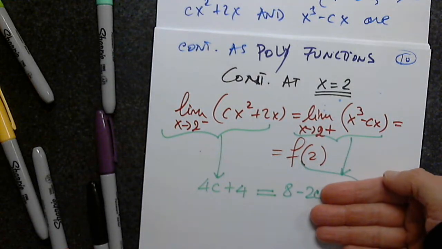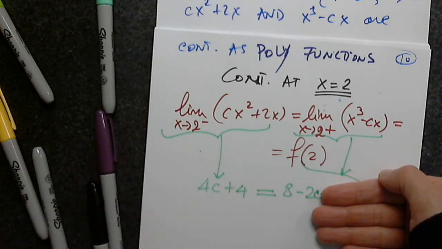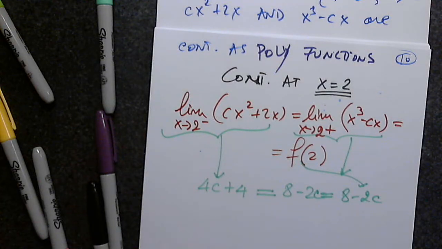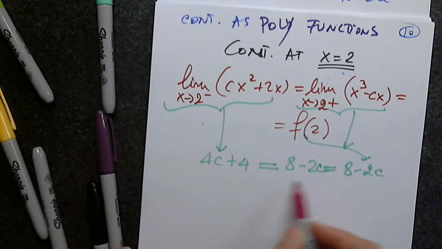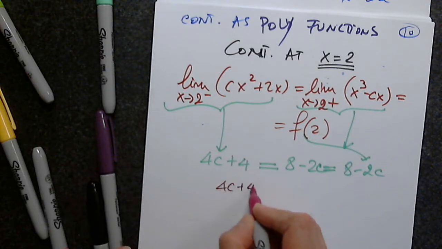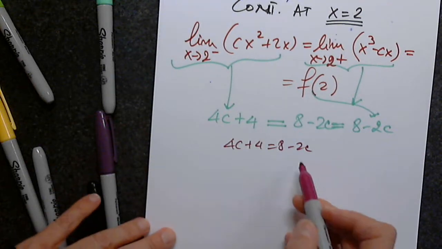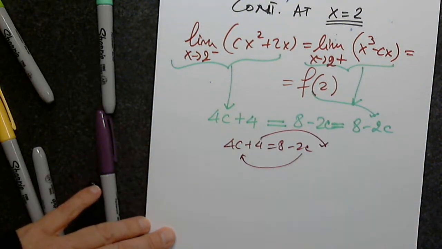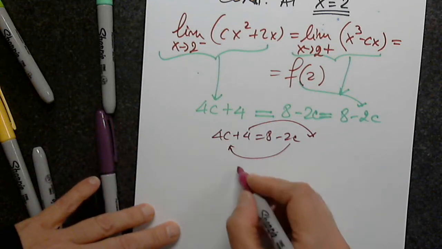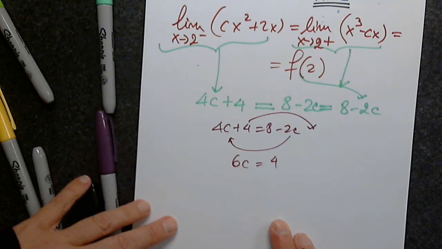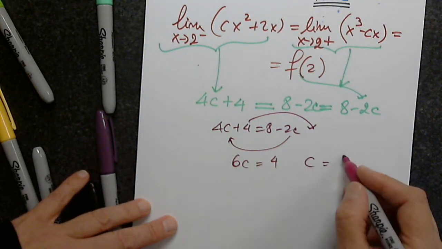So I do have this equation. What do you think I'm going to do? What is the only thing I can do here? Solve for c, and that's exactly what I want to find. So let me write it one more time: 4c plus 4 equals 8 minus 2c. I will move the term with c to the left and the free term to the right. So then I have 6c equals 4. So therefore c is 4 over 6, or 2/3.